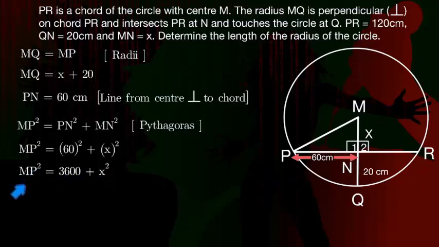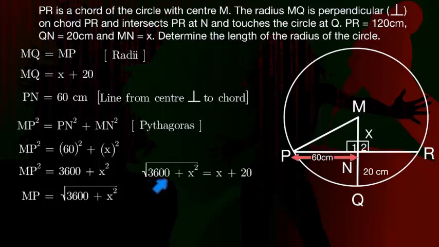And to get MP, I'm going to square root this side, I'm going to square root this side, and MP is equal to the square root of 3,600 plus X squared. Now we cannot simplify this any further because these are two terms, so we cannot get the square root of two terms. Now this is MP's length. We know that MQ is X plus 20. So we are just going to equate the two because both are radii. So here we go. The square root of 3,600 plus X squared is equal to X plus 20.